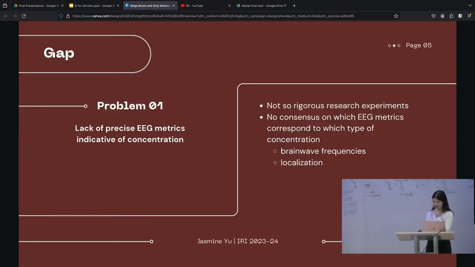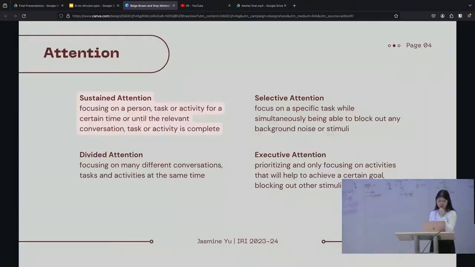And so basically the gap or the problem is that based on the current not so rigorous research experiments and papers in the field, there is a lack of precise EEG metrics that are indicative of concentration. And so there is no strict consensus on which EEG metrics correspond to which type of concentration. And there are also issues such as the inability of EEG data to generalize to a general population. They're very specific to the individual, and these are all problems in EEG concentration research.